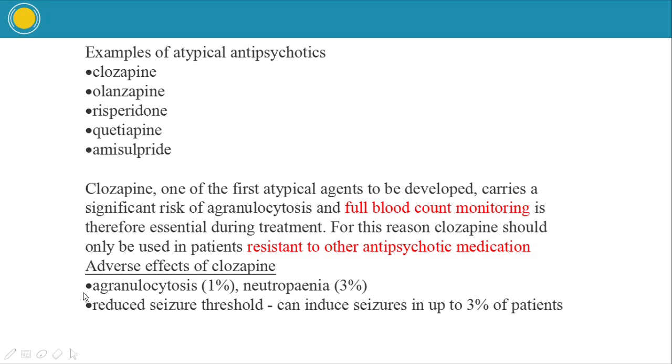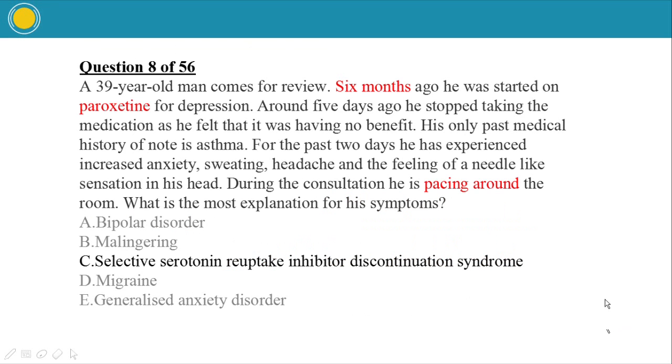Okay, here is a summary. For clozapine, adverse effects: agranulocytosis in 1% of the patients, neutropenia in 3% of the patients. And also, there will be reduced seizure threshold. Actually, for patients using clozapine, there will be seizure in up to 3% of the patients using clozapine. So be careful, take care, be cautious. Neutropenia, agranulocytosis, seizure, increased risk.